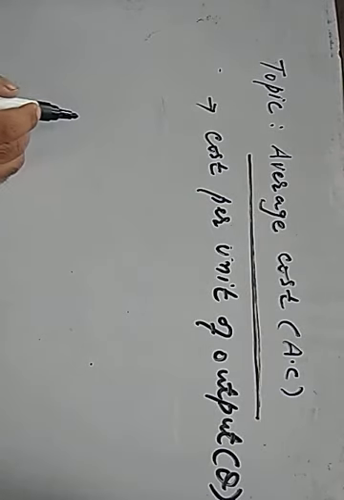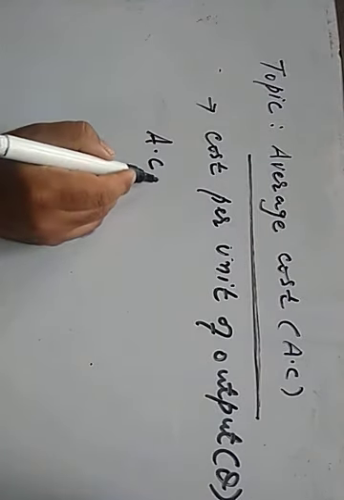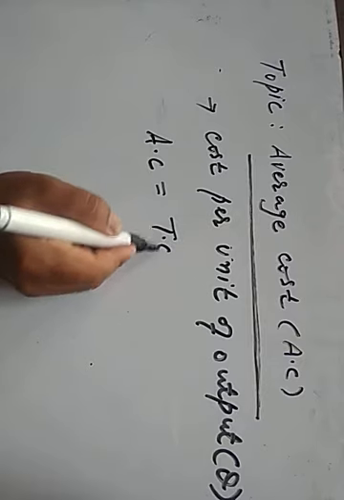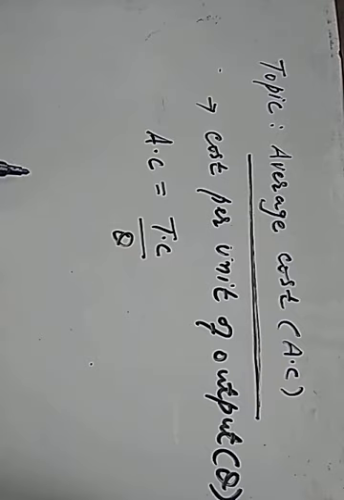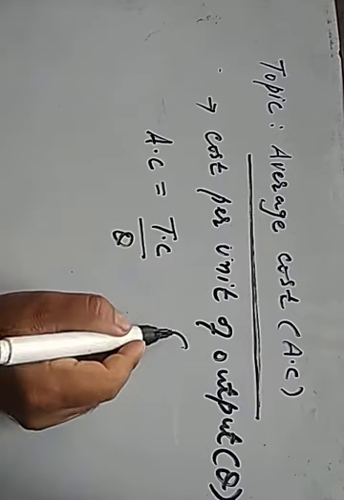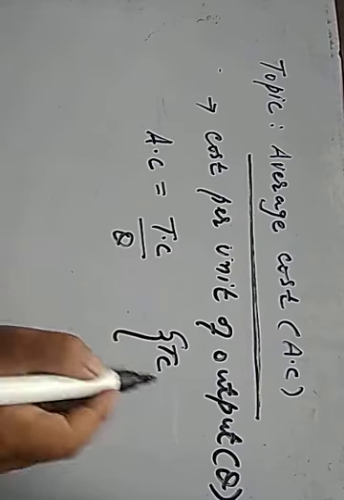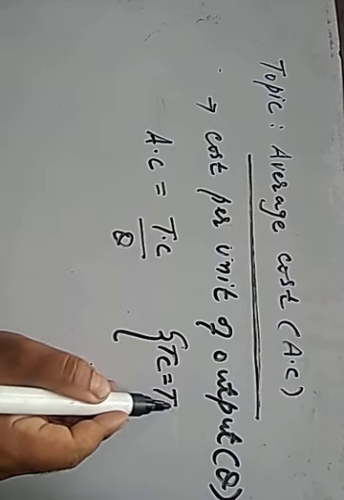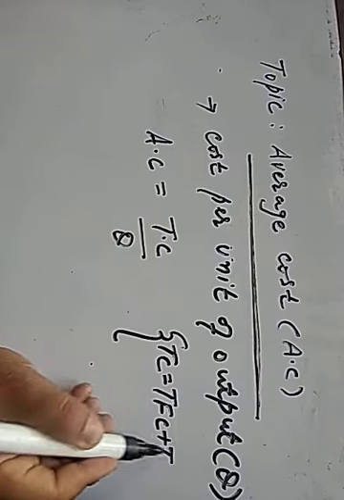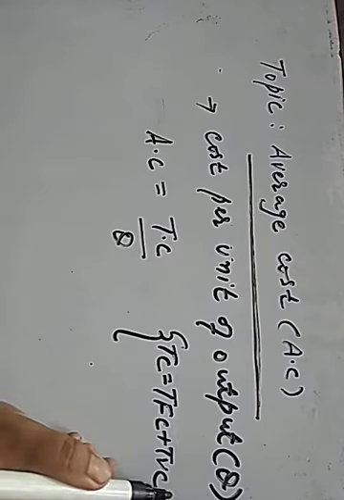And this average cost is calculated with the help of this formula. AC is average cost, TC means total cost, Q is the level of output produced. Since you know that total cost of any commodity or any service is equal to the sum of total fixed cost and total variable cost, that is total fixed cost plus total variable cost.